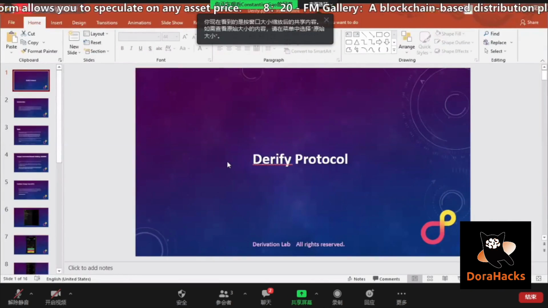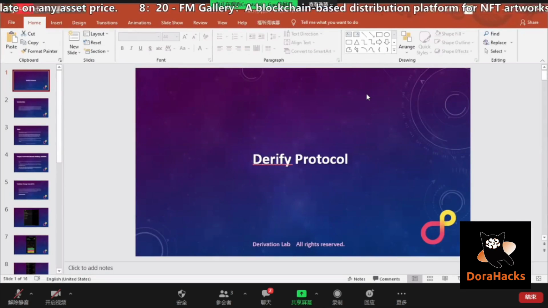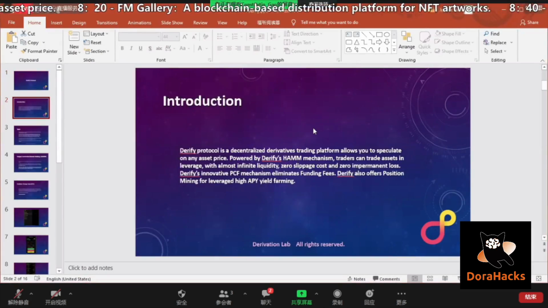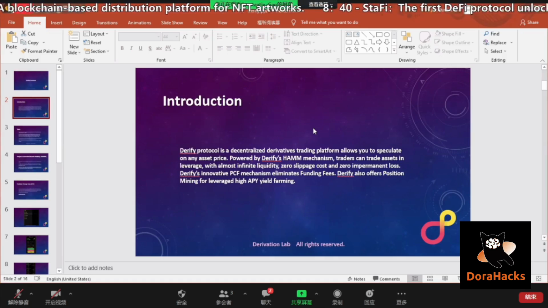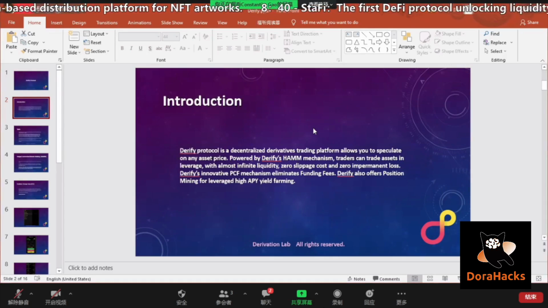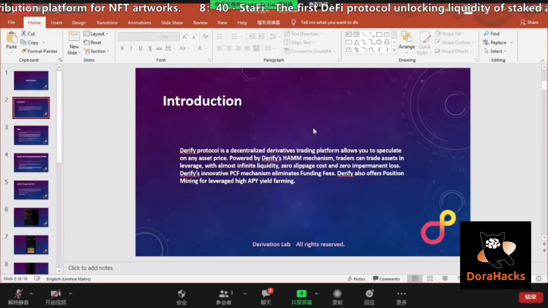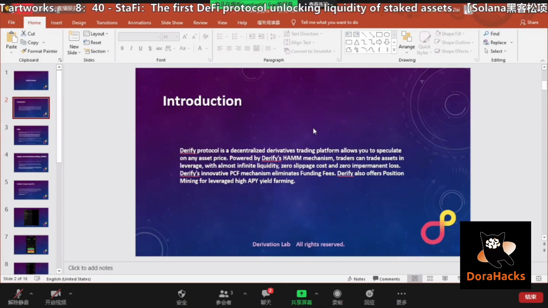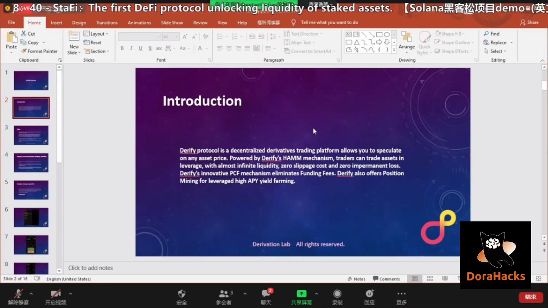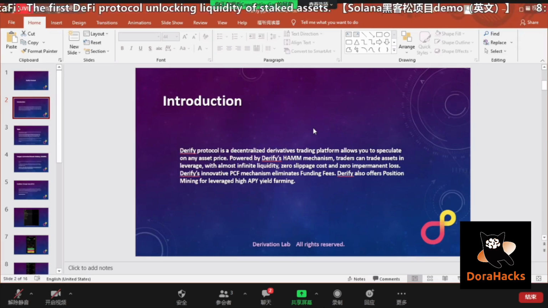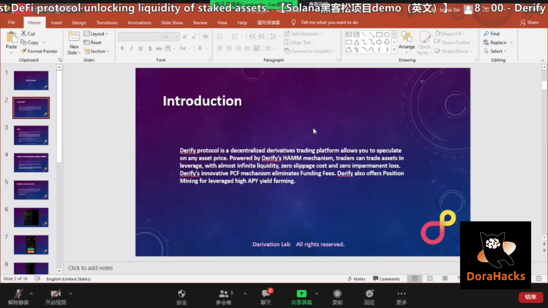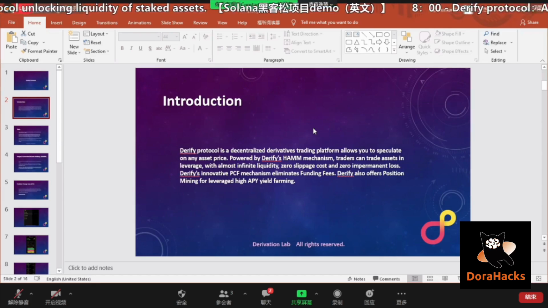My name is Konstantin from the Derify protocol team. And Derify, as Rainy already said, is a decentralized derivative trading platform, essentially a derivative DEX, and allows you to speculate on any asset price. We have an innovative HAMM mechanism, or hedge automated market making mechanism, that allows you to trade with leverage, but with almost infinite liquidity and zero slippage cost, and also zero impermanent loss. We also have an innovative PCF, a position change fee system, that replaces the funding fee mechanism used by most of the centralized exchanges.